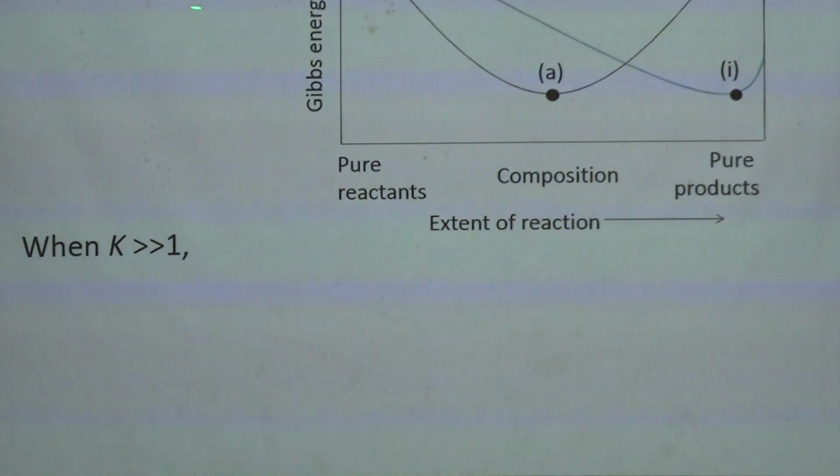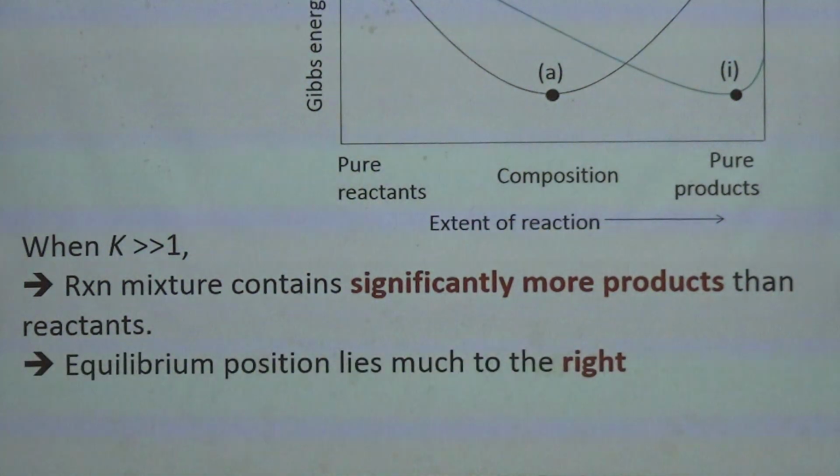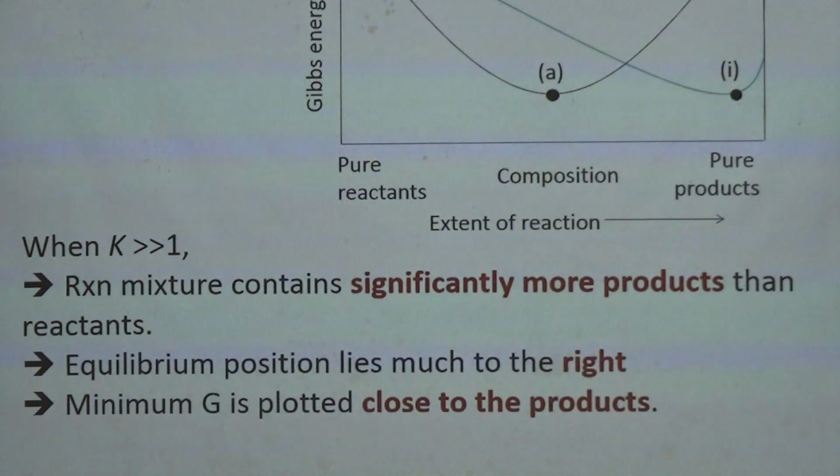So when K is much larger than 1, the mixture will contain significantly more product than reactant. The equilibrium position must therefore lie very much to the right, where there is more product. The minimum G here must be plotted closer to the product.